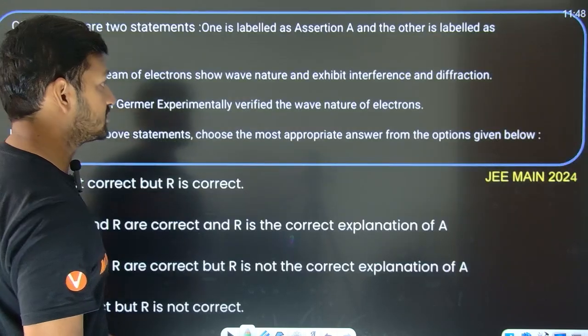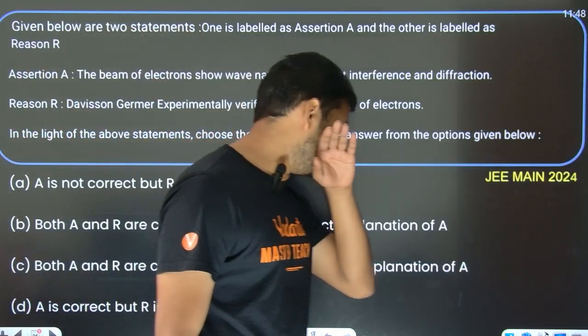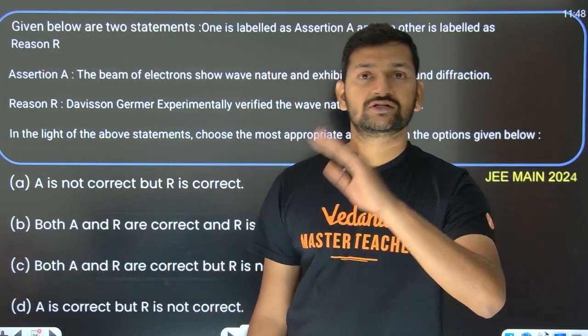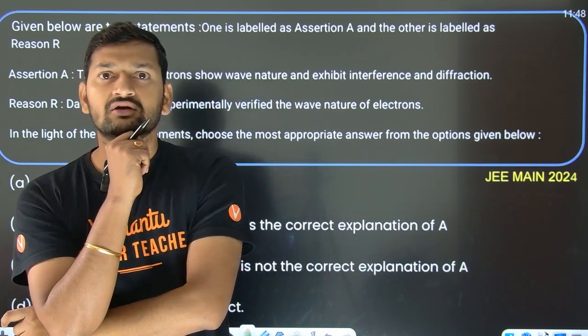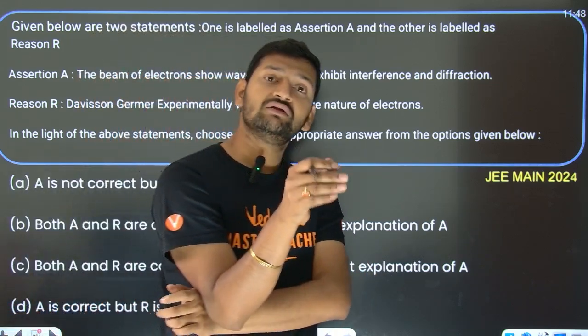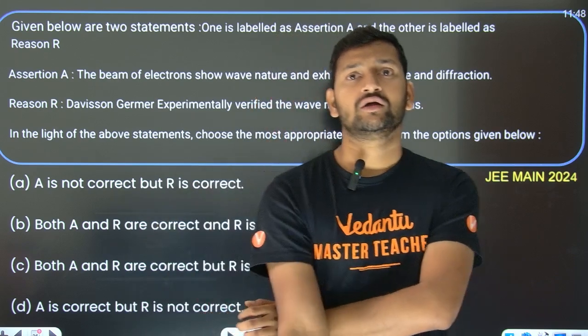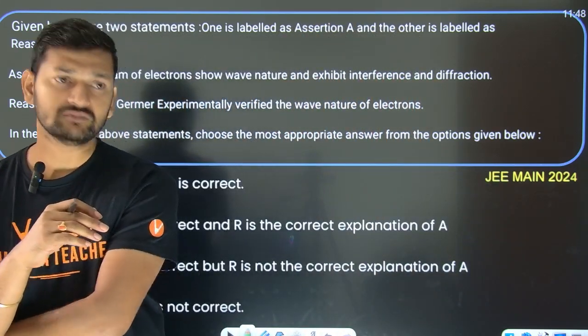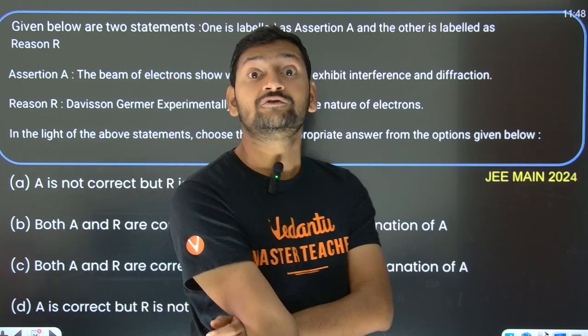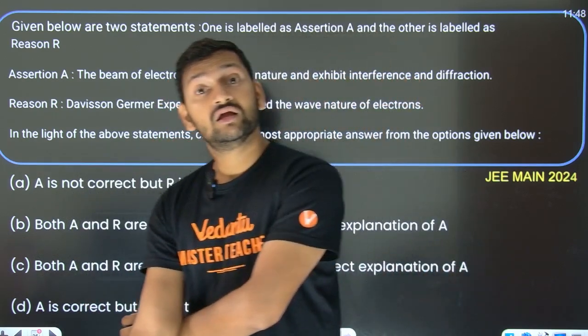Okay. With this, we are done with the questions of photoelectric effect. After that, what did we learn? De Broglie wavelength, right? De Broglie wavelength is a very small topic, but the number of questions is very high.